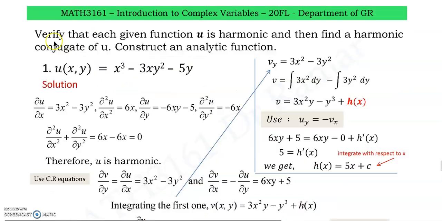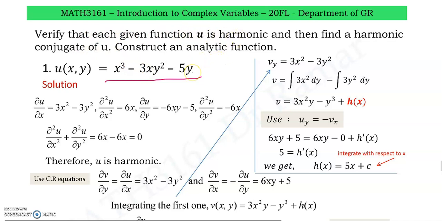Now verify that each given function u is harmonic, and then find a harmonic conjugate of u, and construct an analytic function. The first question is u of x comma y is equal to x cubed minus 3xy squared minus 5y. This is the given function u. Now we have to check first whether function u is harmonic or not.